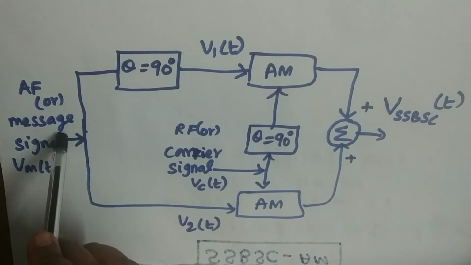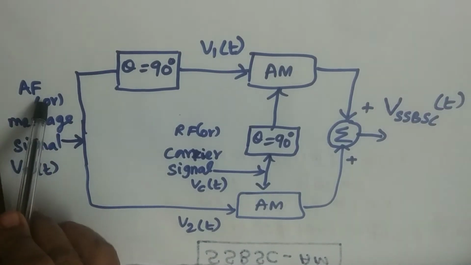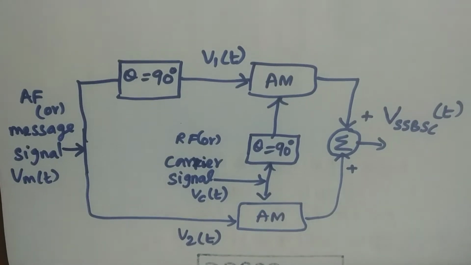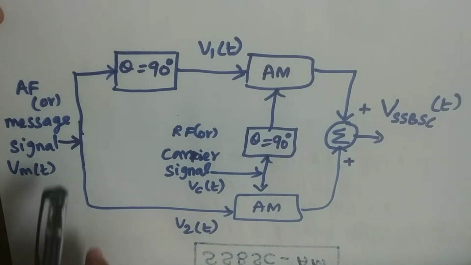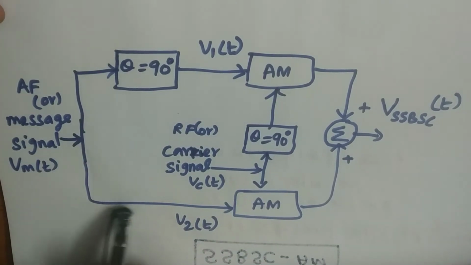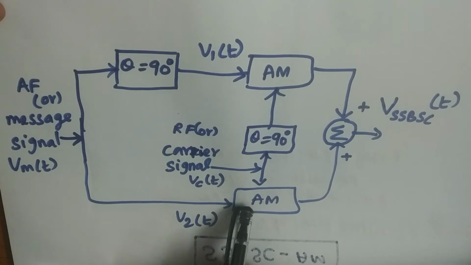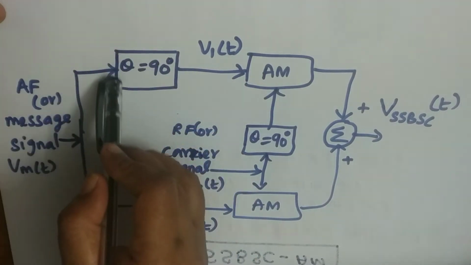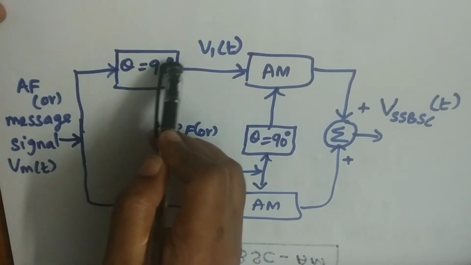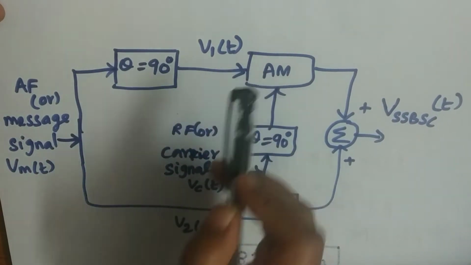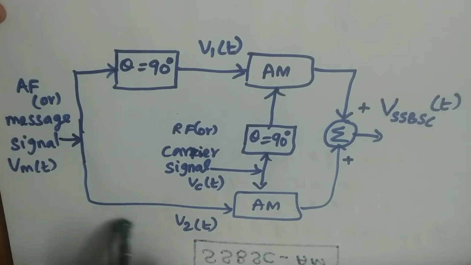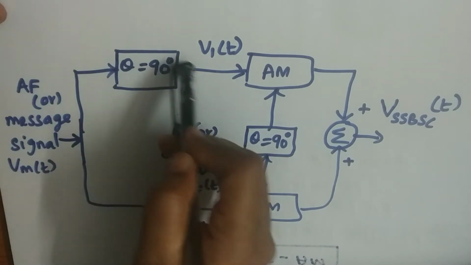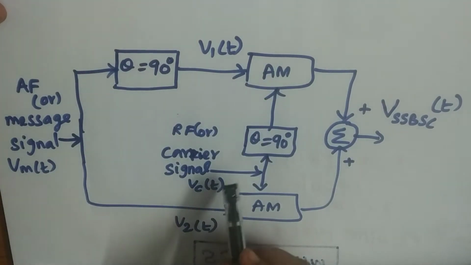This is the message signal Vm of t, the AF signal or message signal, the baseband signal. The message signal is directly fed to the lower amplitude modulator. It is also 90-degree phase shifted by this phase shifter, then fed to the upper modulator.